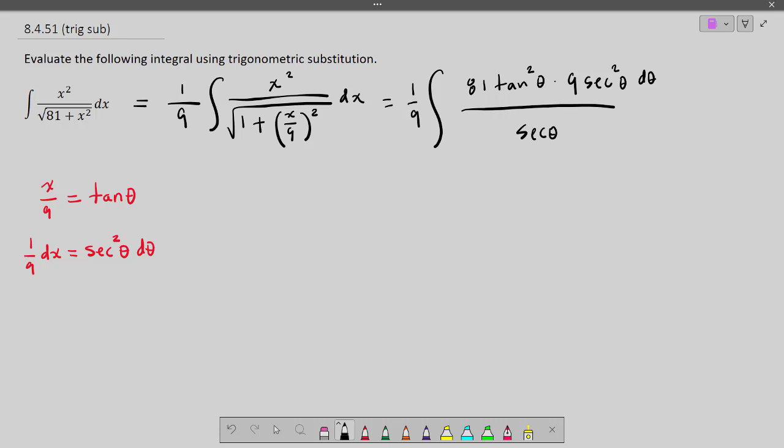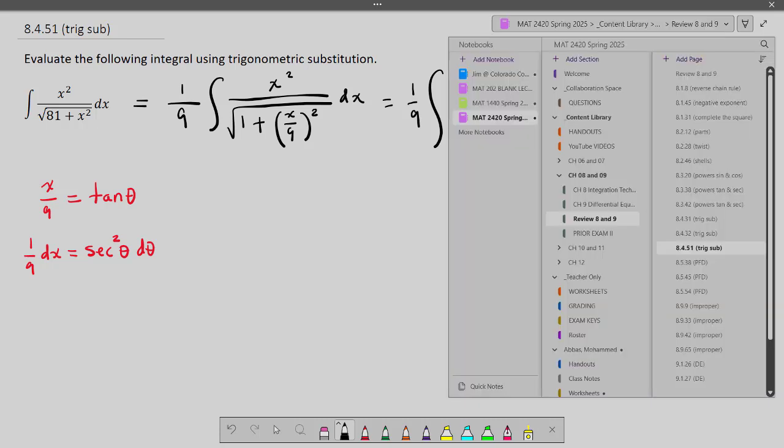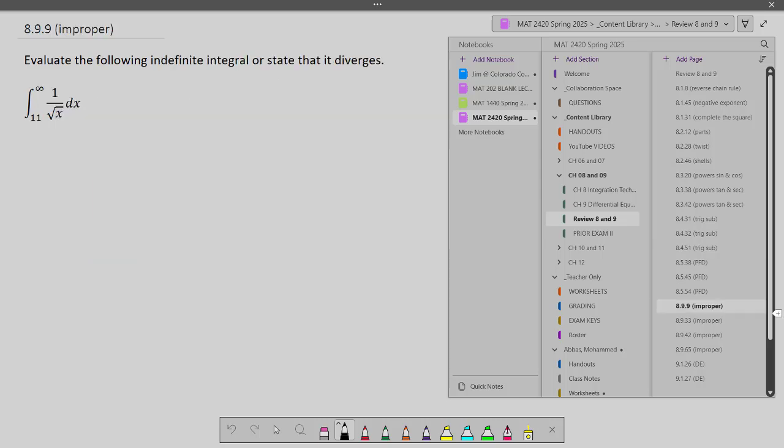Okay, so let's do some of the other ones. Make sure we get to improper. I'll go through and write the solutions to any of the ones we don't get to, but let's go to improper. That's going to be harder than PFD.